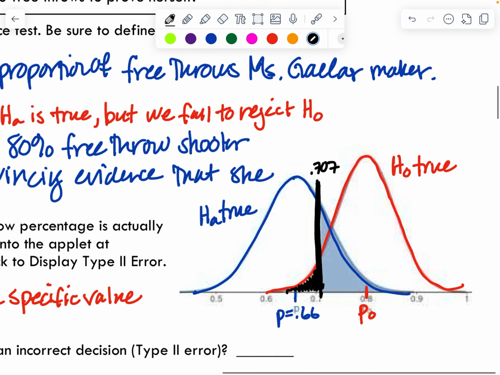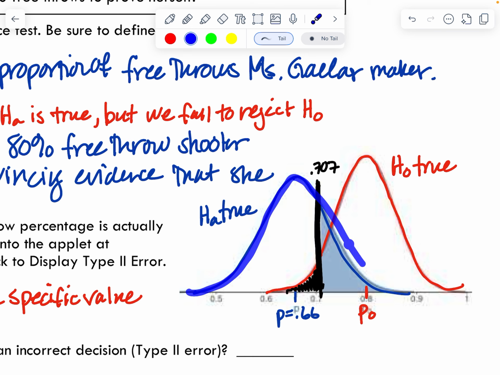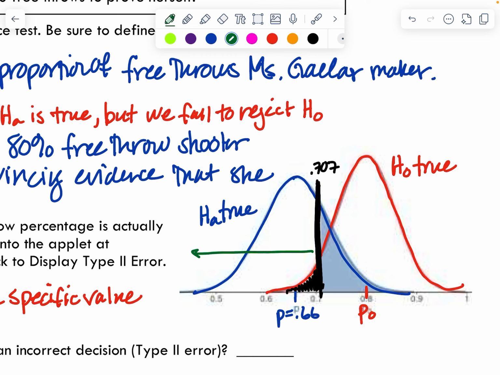So let's look at when HA is true, right? So these clearly overlap. So now we're looking at this distribution here. And let's talk about what these decisions would be. If we are to the left of that number, we're going to reject, okay? So if we get any p-hat less than that, we're going to reject. If we get any p-hat above that, we're going to fail to reject.